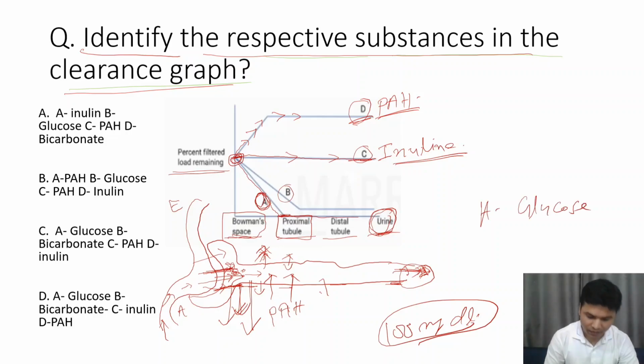Okay, so now what is B? B is actually bicarbonate, because around 80% of bicarbonate is reabsorbed in the proximal tubule and the remaining around 20% is excreted in urine. So that B graph is actually bicarbonate.